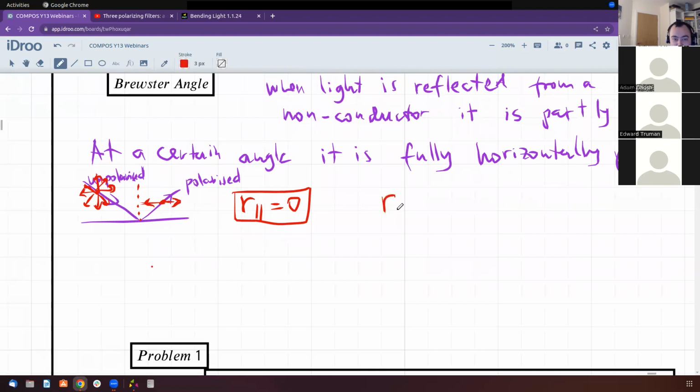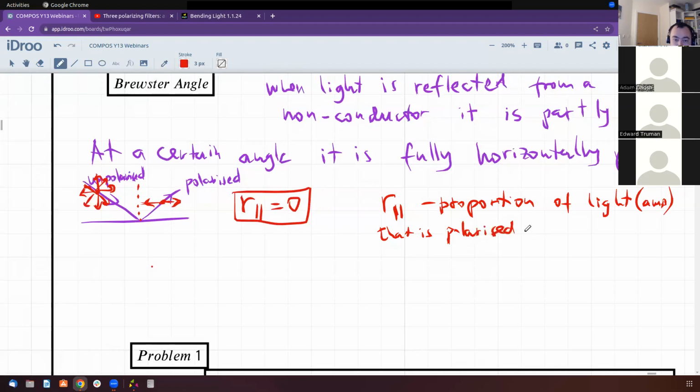So R parallel is the proportion of light, amplitude by amplitude, that is polarized parallel to the plane of incidence. That is reflected.